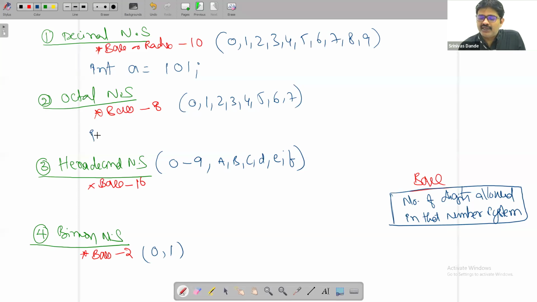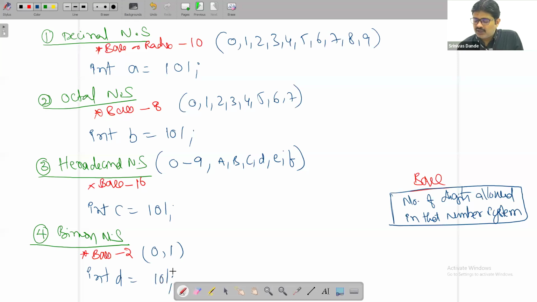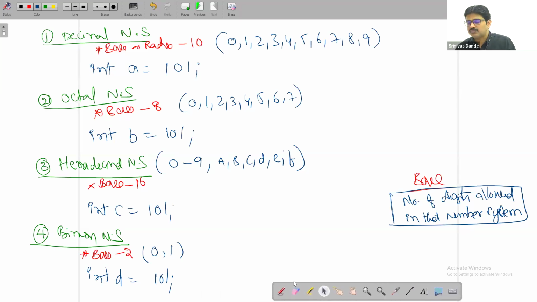Now, how to recognize whether the number is written in int b equals to 101, int c equals to 101, whether 101 is allowed in all the number systems or not? Now, how will your compiler understand? 101 is allowed in decimal, in octal, in hexadecimal, and in binary also. Then how does the compiler understand whether it is binary, octal, hexadecimal or decimal? Tell me how. Some symbolic representation is required. Some differentiation is required, right?